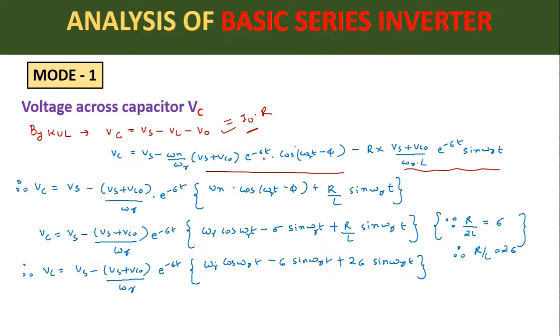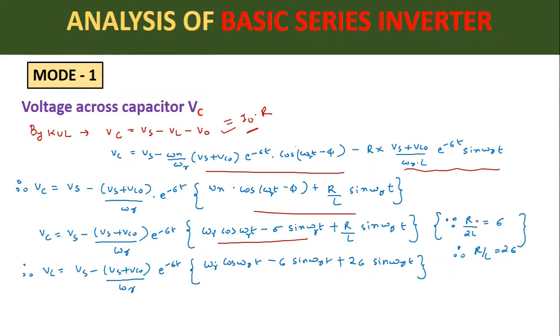Now from this equation we will take common Vs. Minus this value, we will take common Vs plus Vco divided by omega r into e to the power minus sigma t. In the bracket we have omega n into cos of omega r t minus phi plus R by L into sin omega r t. Now again we will expand this equation by applying the formula cos a minus b. We will get this type of equation.